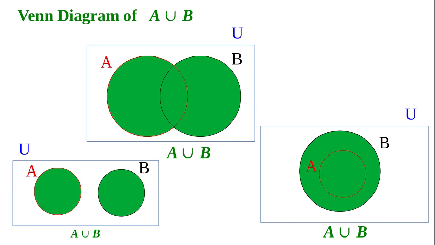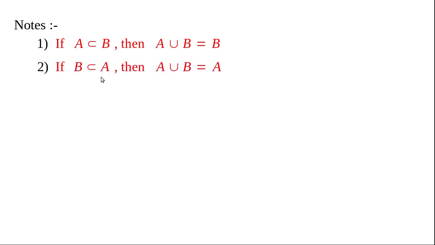So draw these figures in your notebook beautifully, and after that write these notes. First note is this one. If A is a subset of B, then A union B equals B. In a similar way, if B is a subset of A, then A union B is A. The superset is always the union. Now the third note is, what is A union phi? A union phi equals A. That is a very simple note. Here phi is a subset of A, therefore the union is the superset A.